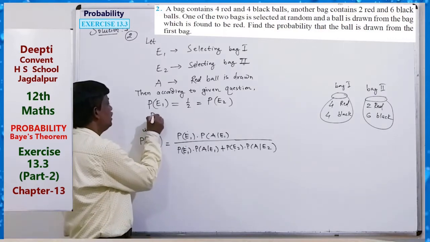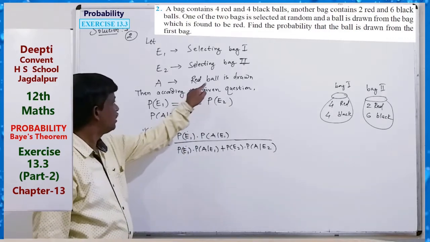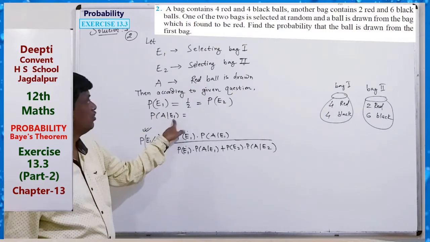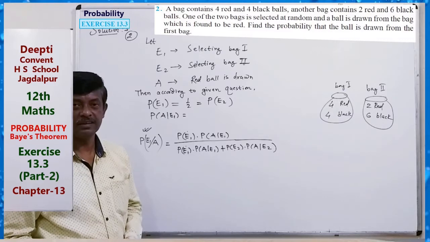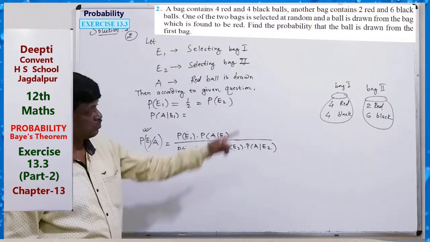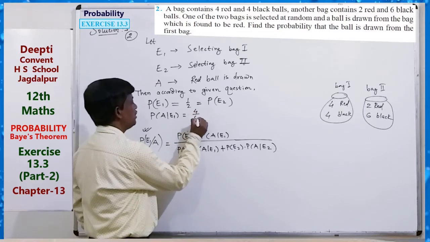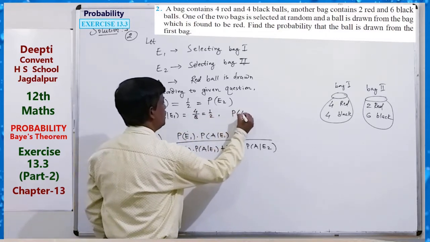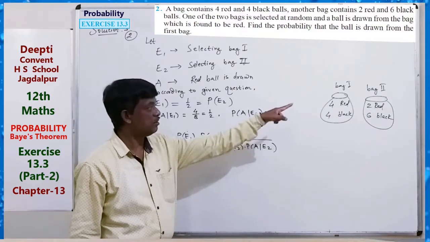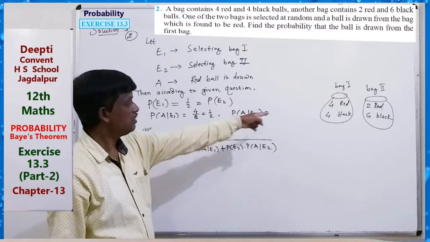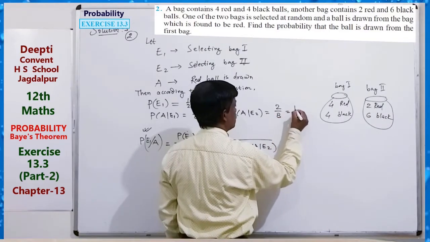Now P(A/E1) means the probability of getting a red ball from E1, the first bag, because A by E1 means E1 is already selected. From the first bag, selecting a red ball is 4 by 8, which equals 1 by 2. And P(A/E2) is getting a red ball from the second bag, 2 by 8, which equals 1 by 4.